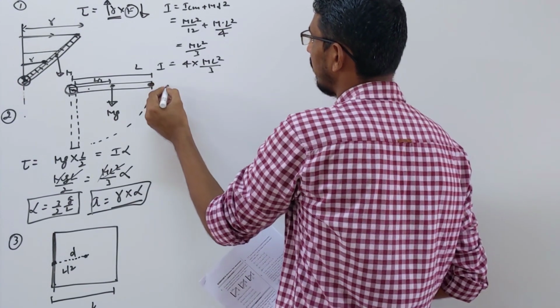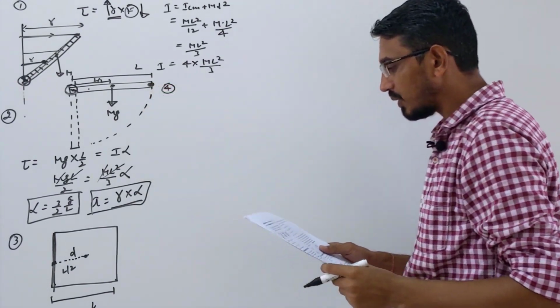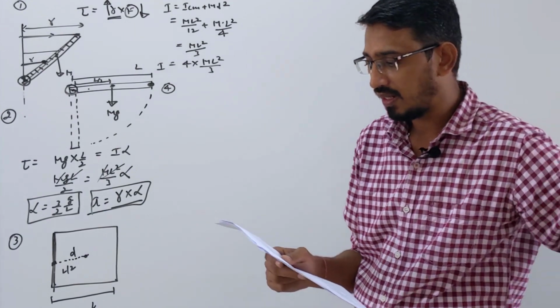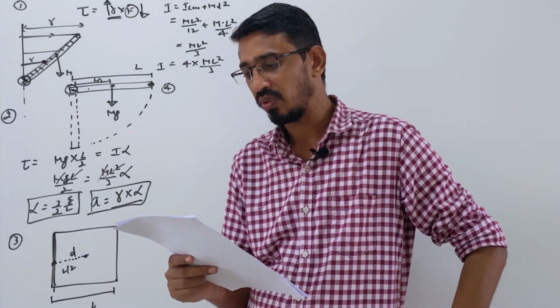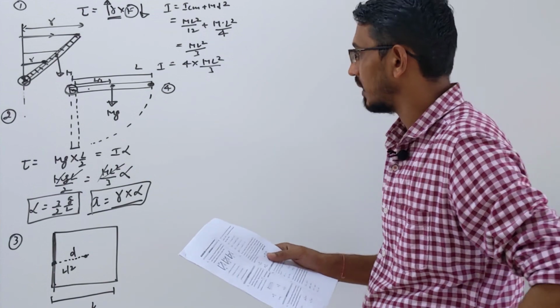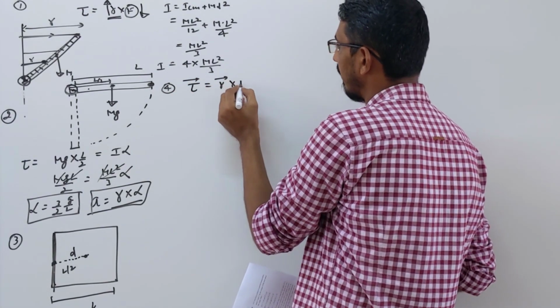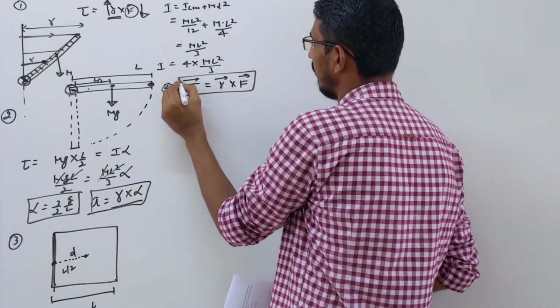Okay, moving on to problem number 4. It says if force is acting on a particle having position vector r and t is the torque of this force about the origin, then which is the correct statement? So we know torque is nothing but what? r cross F, right? This is the correct formula first.